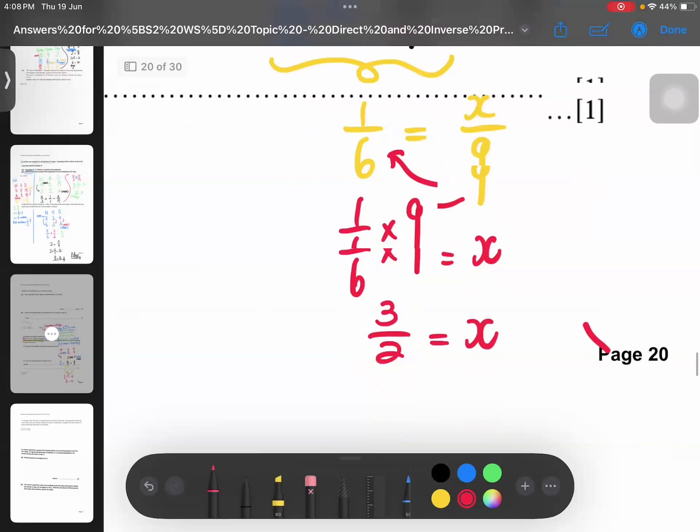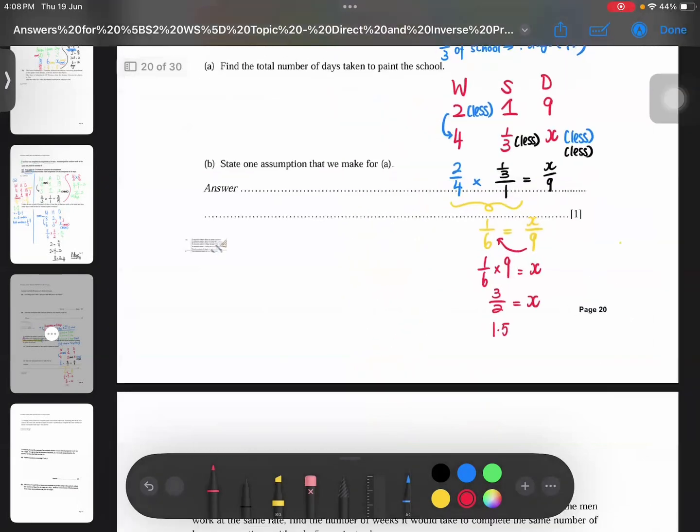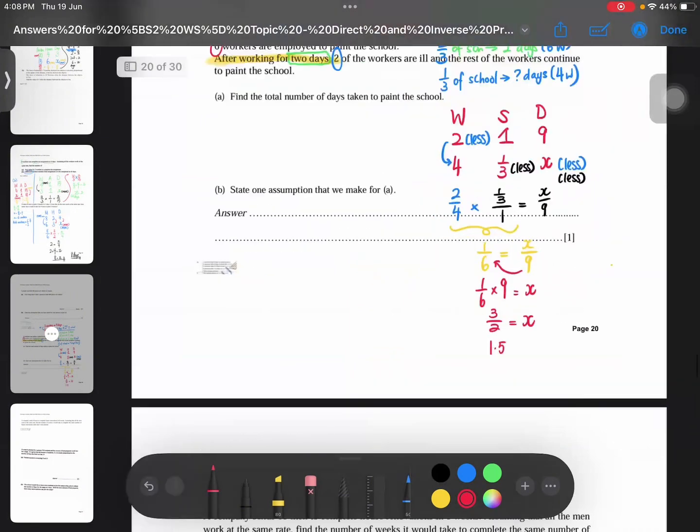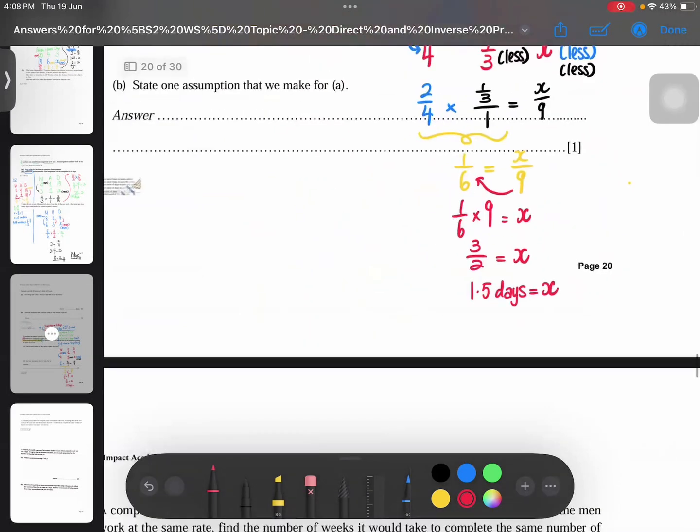What is 3/2? 3/2 is basically how much? 1.5. Very good. 1.5 what? In this situation, 1.5 what? X is what? X is number of days. So 1.5 days. Am I making sense? But is this your answer? No. Why? Because they are asking for total, right?